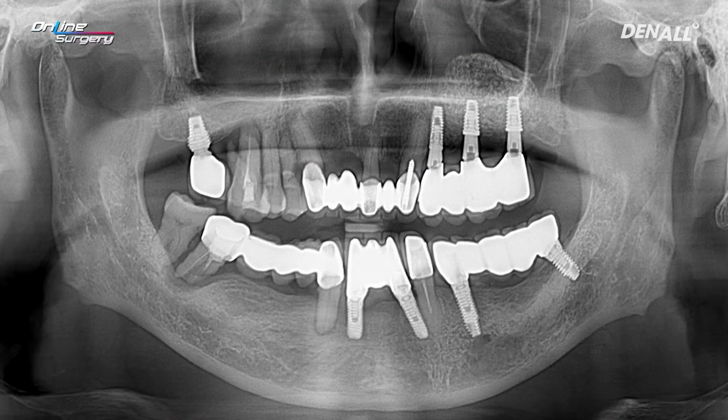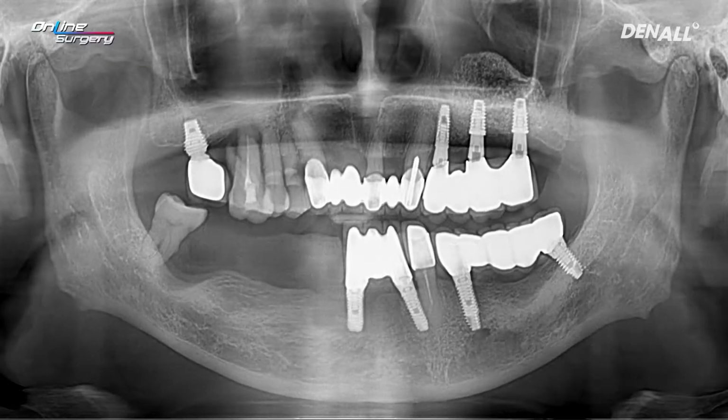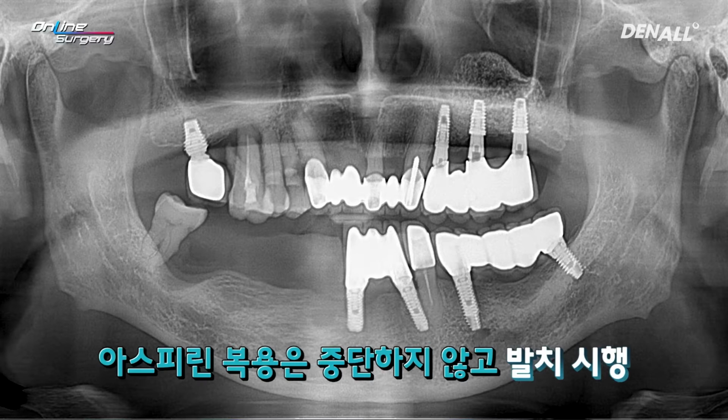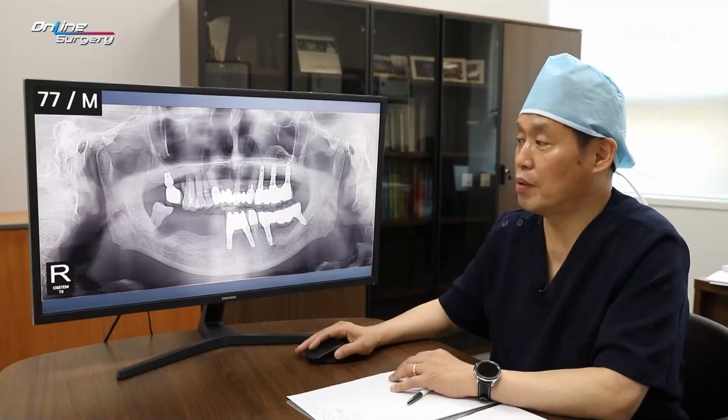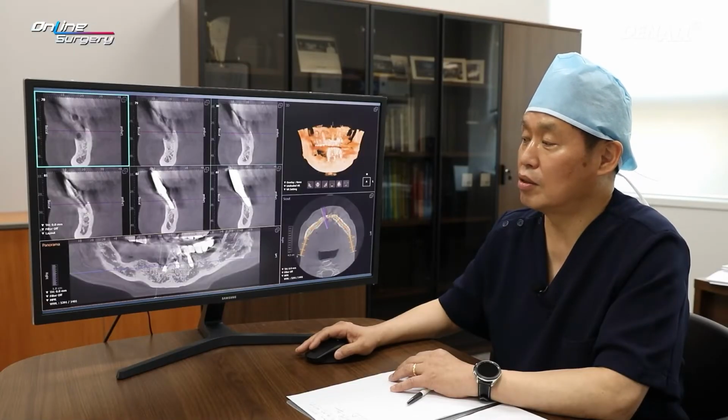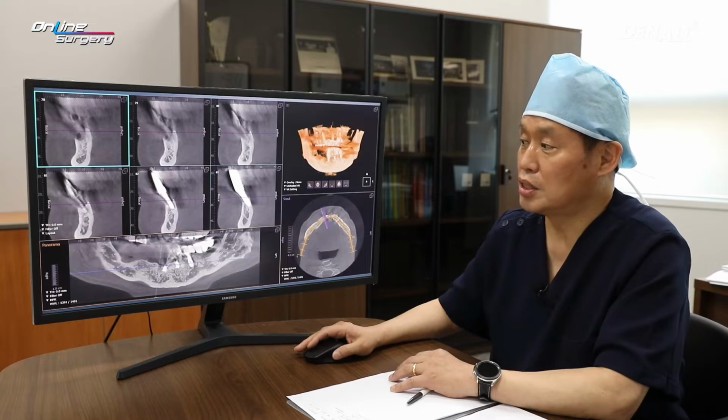In the upper right quadrant, you can see that the condition is very bad. Around the lower anterior implant, there's a lot of periodontal loss and it needs to be removed later, but first I did extraction in the lower right quadrant, which was the patient's chief complaint. As mentioned earlier, the patient was taking aspirin as a thrombolytic agent, but continued to take the pills and extraction was done. One month after extraction, CT was taken.